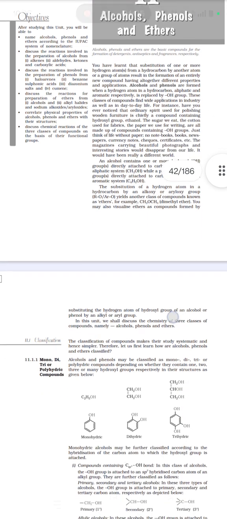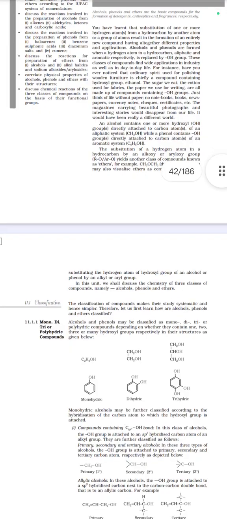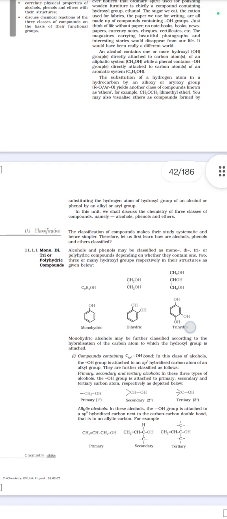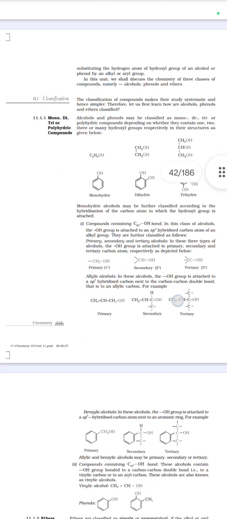An alcohol contains one or more hydroxyl groups directly attached to the carbon atom of an aliphatic system, while a phenol contains an OH group directly attached to the carbon atom of an aromatic system. The substitution of a hydrogen atom in a hydrocarbon by an alkoxy or aryloxy group yields another class of compounds known as ether. For example, CH3OCH3, dimethyl ether. You may also visualize ether as a compound formed by substituting the hydrogen atom of the hydroxyl group of an alcohol or phenol by an alkyl or aryl group.